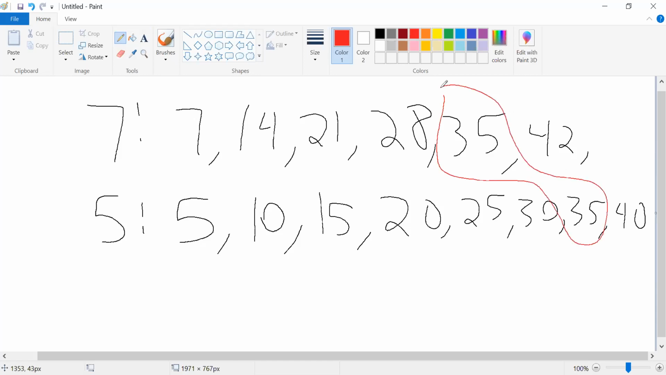Now, the 35 happens earlier when you look at the 7's multiples than it does with the 5's multiples. That doesn't matter. It's just which is the smallest one. If you kept going with 7, you'd go to 42, 49, 56, 63, 70, 77, 84. With 5, you'd have 45, 50, 55, 60, 65, 70, 75, 80, 85, 90. They also share a 70. So you can have more than one common multiple, but 70 is not the smallest possible one. We want the least common multiple, which would be 35.